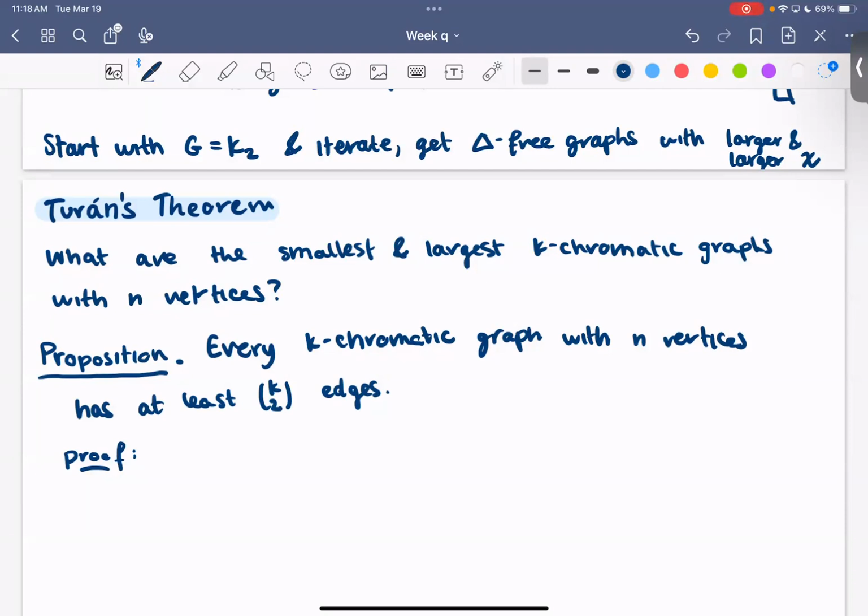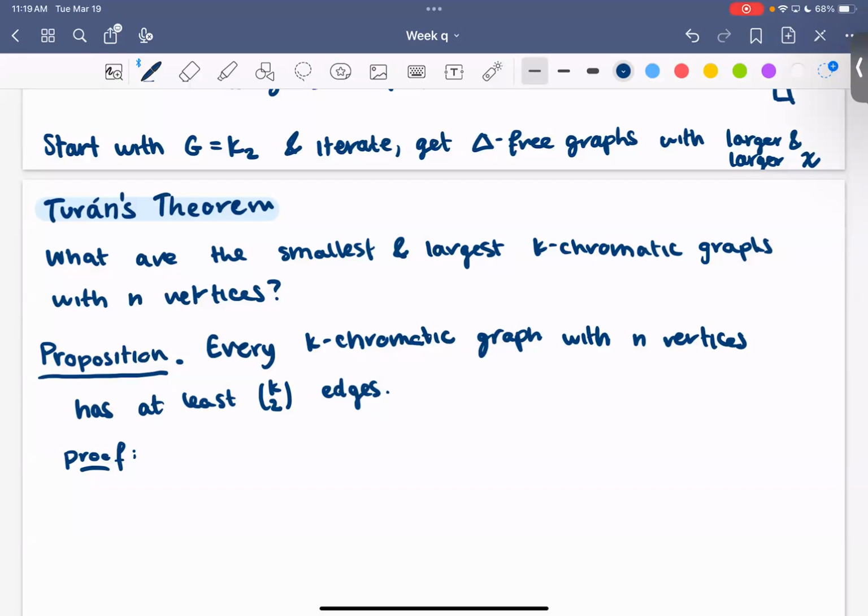Okay, so let me write down what Marcus just said. How should we phrase this? So what is k choose 2? It's the number of ways to pick two things out of k colors. This is saying that for every combination of two colors, we need an edge that has both of those colors. And why is that? If we did not have an edge for one pair of colors, then there's nothing prohibiting those two color classes from just becoming one color class.